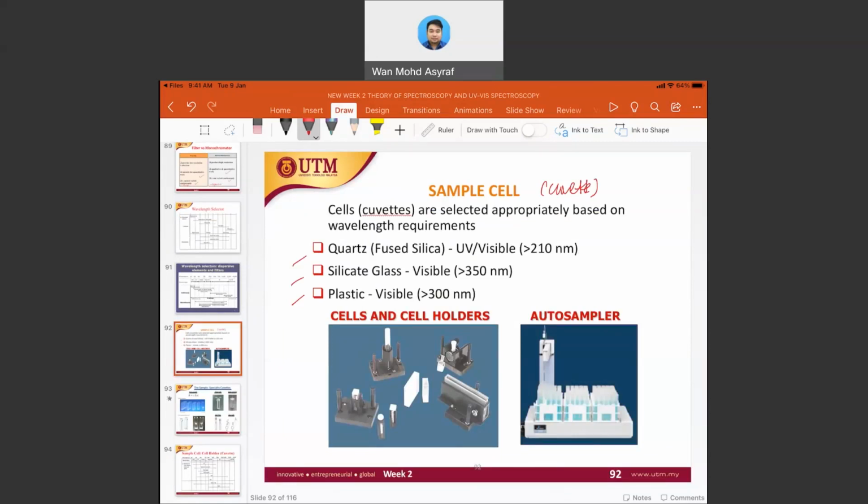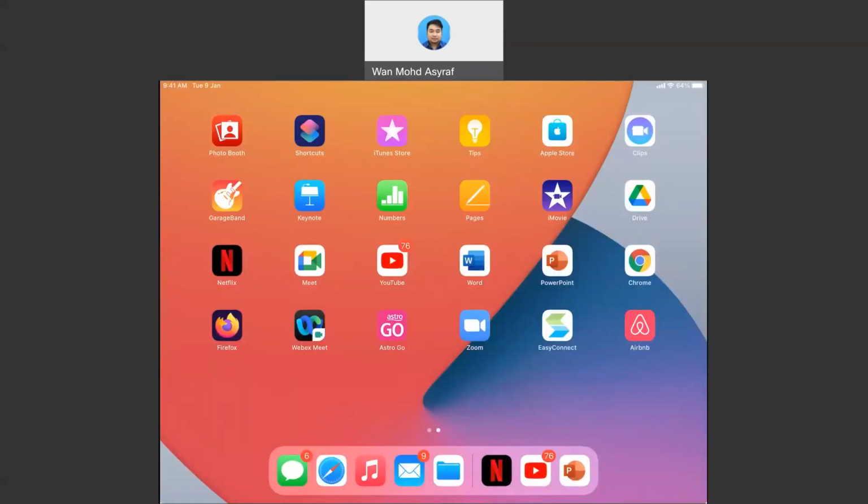and the corresponding wavelength requirements. So if you are doing something that is more than 300 nanometer or less than 300 nanometer, you need to pick your cuvette or sample cell material wisely. Otherwise, some of the material might absorb, and some might not absorb.